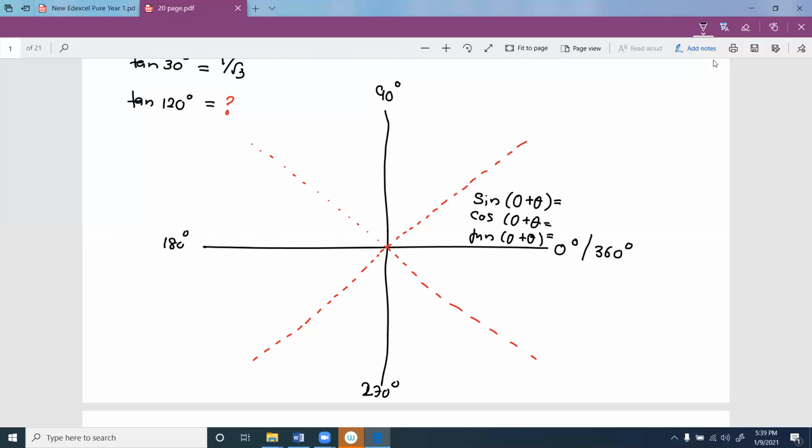Then Pate, if you want to mark an angle over here, you can write this one as sine 90 minus theta. This is cos 90 minus theta. If you measure an angle over here, this is tan 90 minus theta. If you measure an angle over here, into this quadrant, this part of it, you can say sine 90 plus theta. This is cos 90 plus theta. This is tan 90 plus theta. Right. Okay.